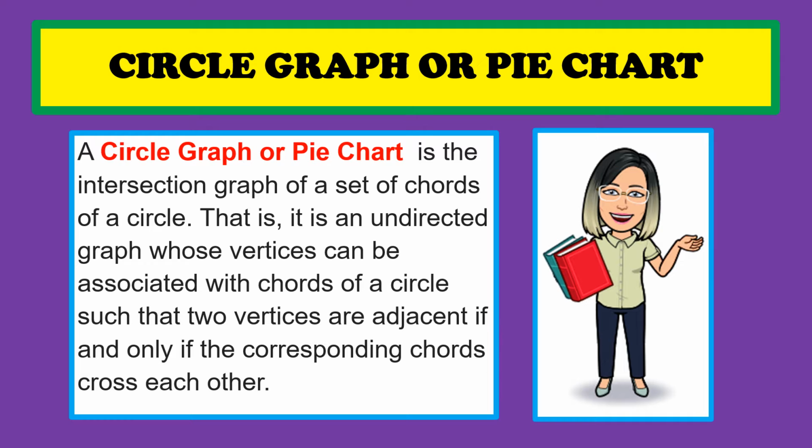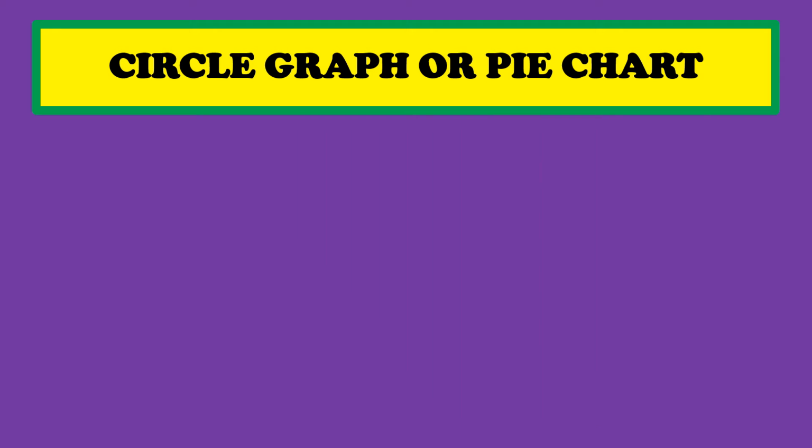That is, it is an undirected graph whose vertices can be associated with chords of a circle such that two vertices are adjacent if and only if the corresponding chords cross each other.